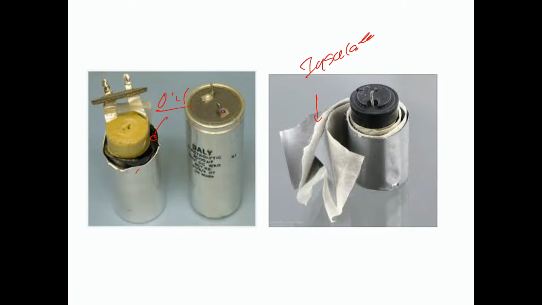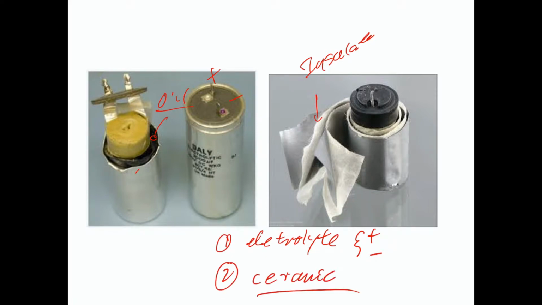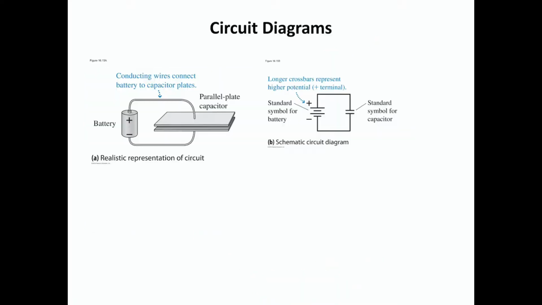Also, there are at least two types of capacitors. The first one is electrolytic, which has different positive and negative sides. You must follow which side is positive and which side is negative. The other type is ceramic, which has no polarity. You can connect it on either side, just like a resistor.